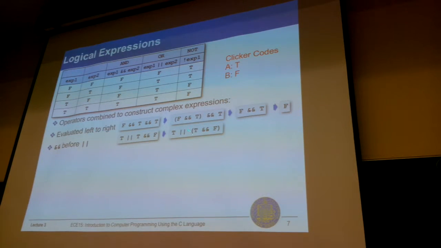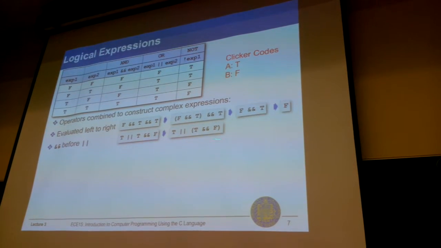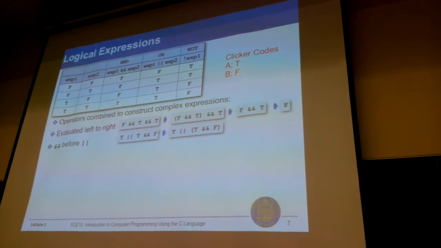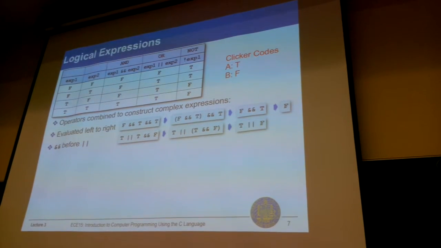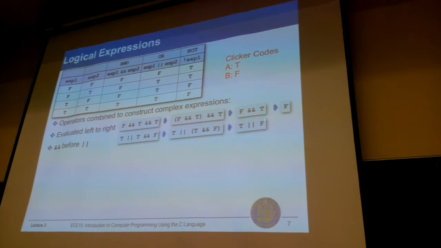So we're going to evaluate the and first, right? I'm just putting in these parentheses as a handy guide. And so this and would evaluate to false. And then we're left with the or. And since there's a true, the whole expression is evaluated to true.